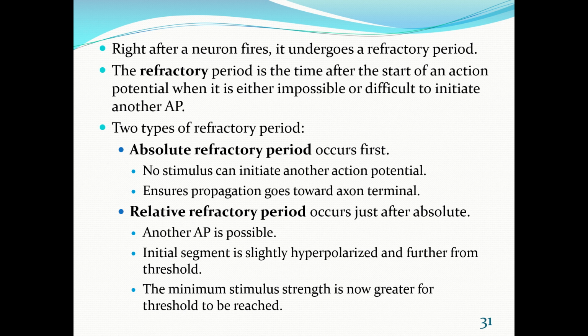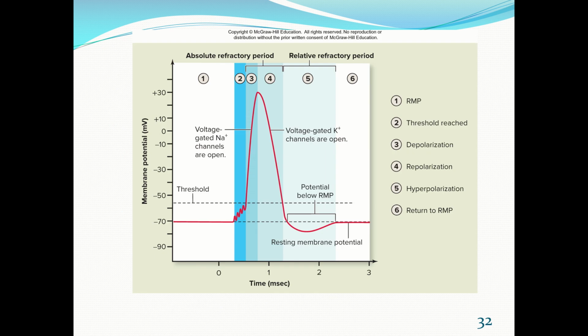Then there's a relative refractory period. This occurs just after the absolute refractory period, and another action potential is possible if the stimulus is strong enough, because you can see that the initial segment is slightly hyperpolarized and further from the threshold. So the minimum stimulus strength is now greater for the threshold to be reached. Basically, those graded potentials have to be just beating the axon hillock towards threshold, just shooting it with excitatory potentials.